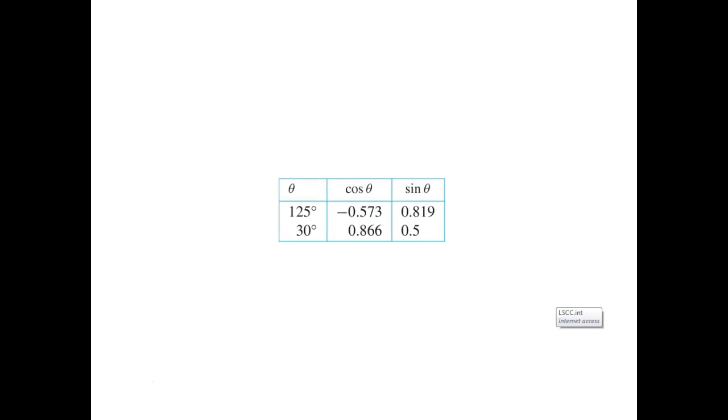All right. They gave here the cosine and the sines of 125 and 30 degrees, like I said. The cosine of 30 degrees is square root of 3 over 2, which is approximately 0.866, and the sine of 30 degrees is exactly half that, so that's 0.5.